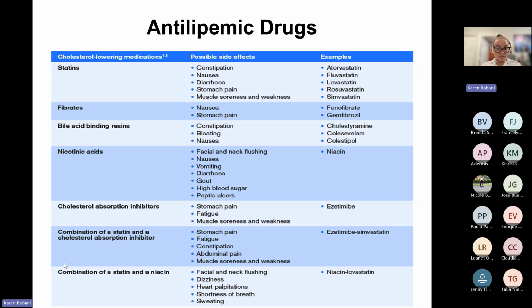Ezetimibe, another cholesterol absorption inhibitor. Have you guys heard of there's a pill? It was very famous in the 80s. Gives you diarrhea. What's the name of that pill? Oh my God, there was a very famous name. Hold on, I have to look it up, because if I tell you this name, I know you're gonna know what it is.